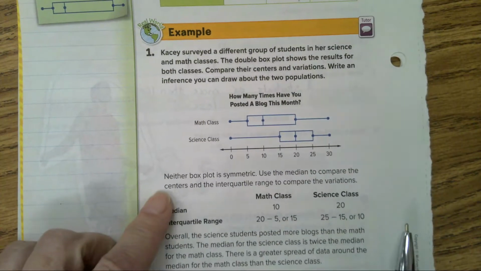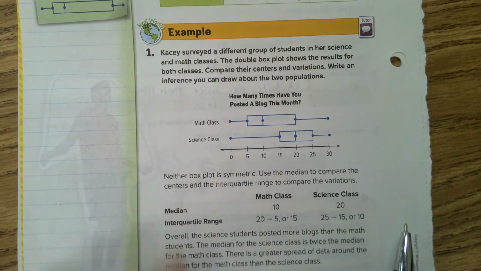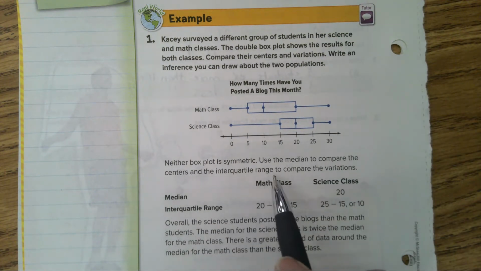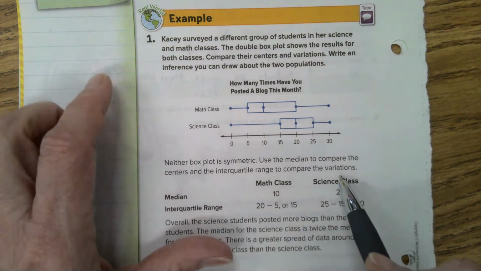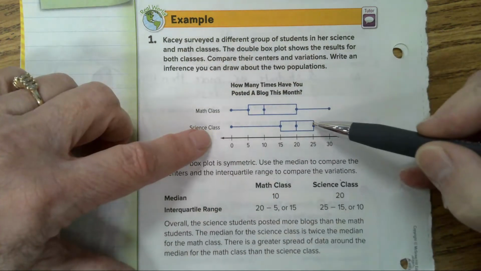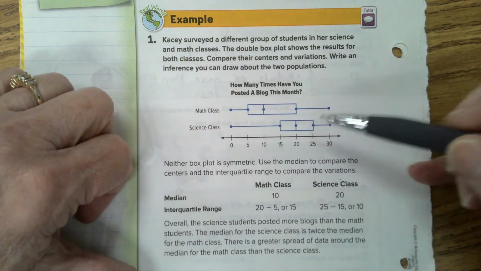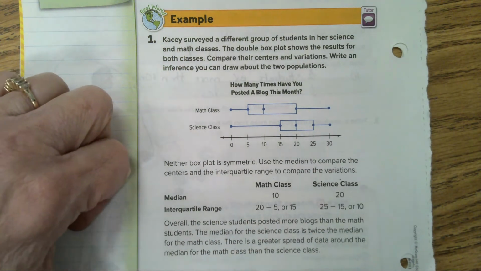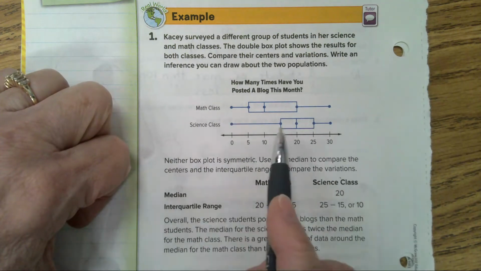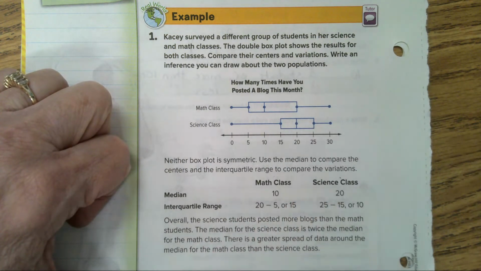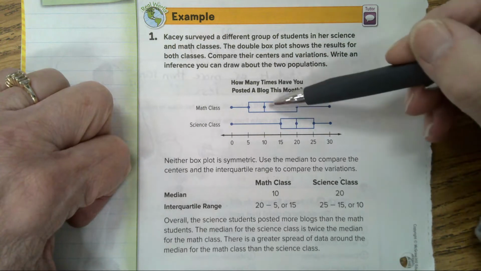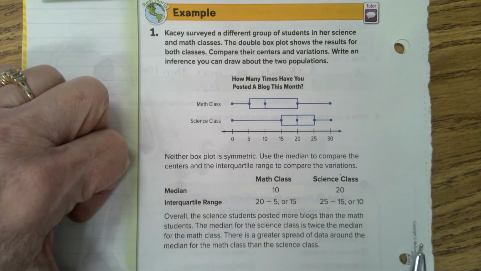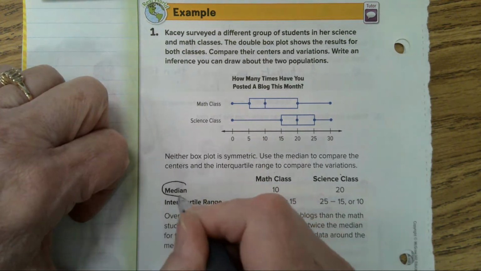It says neither box is symmetric. Use the median to compare the centers and the interquartile range to compare the variations. Now, when you look at this one, you're going to say, but Mrs. Robertson, that box is symmetric, but what keeps it from being symmetric are the whiskers. All right, someone had asked earlier, this is not symmetric because this whisker is much longer than that one. This is not symmetric because this is over to the left quite a bit. So when that happens, you use the median. You don't use the mean.